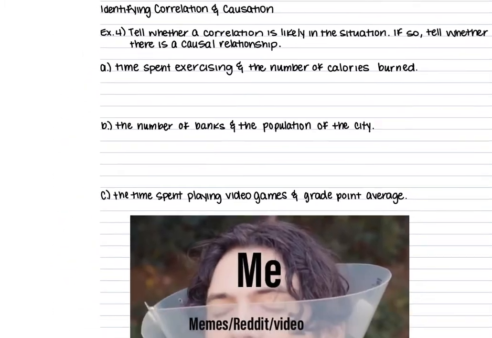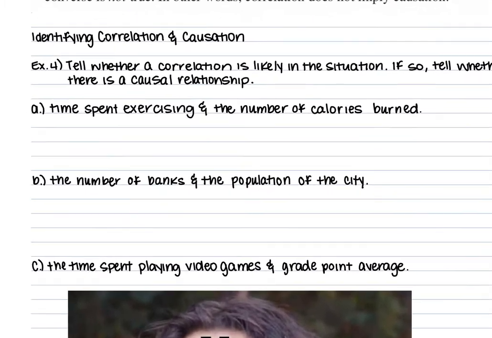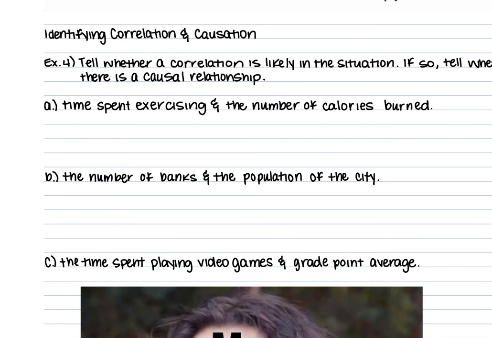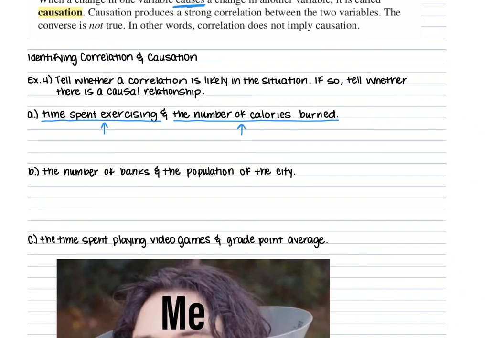So let's take a look down here at A, B, and C. There are 3 examples. Would the time spent exercising, ask yourself, if you increase the time spent exercising, would the number of calories you burned increase or decrease? Increase. So the more time you spend exercising, the more calories you burn. So what kind of correlation is this? Nick? Positive. It's a positive correlation.